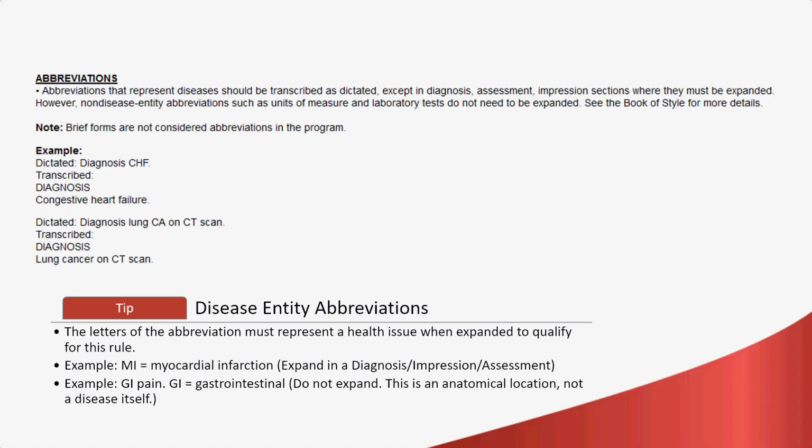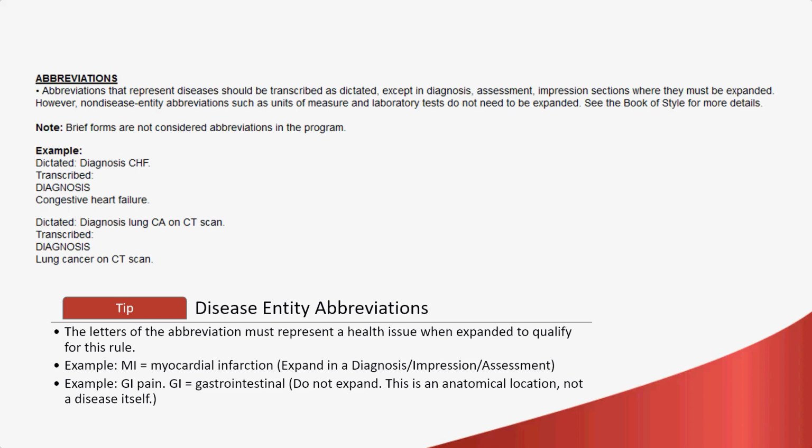Okay, abbreviations. Abbreviations that represent diseases should be transcribed as dictated, except in the diagnosis, assessment, and impression sections where you must expand those. So if it is an abbreviation that represents a disease, and don't just think something contagious, think a health issue. If it represents a health issue when you expand it, you're going to expand it when you're in a diagnosis, impression, or assessment section. Now, if it is a non-disease entity abbreviation, so anything else, then you're not going to expand it unless it's dangerous, of course, so we'll get to that.